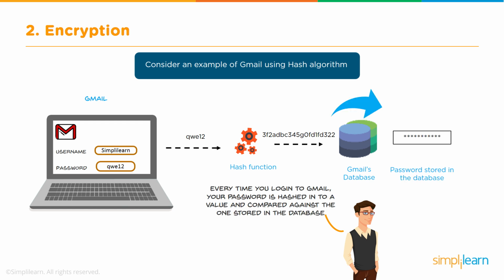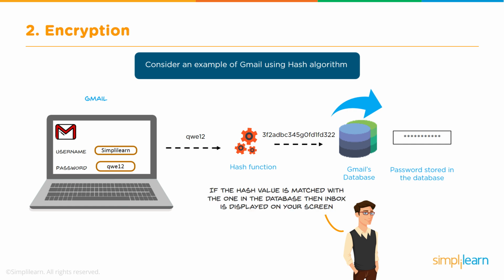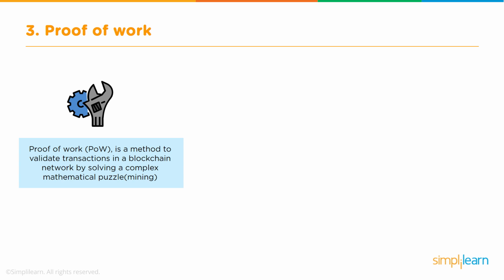So every time you log into Gmail, your password is hashed into a value and compared against the one stored in the database. The hash value is matched with the one in the database, and then the inbox is displayed on your screen. Now let's take a look at what the proof of work algorithm is.